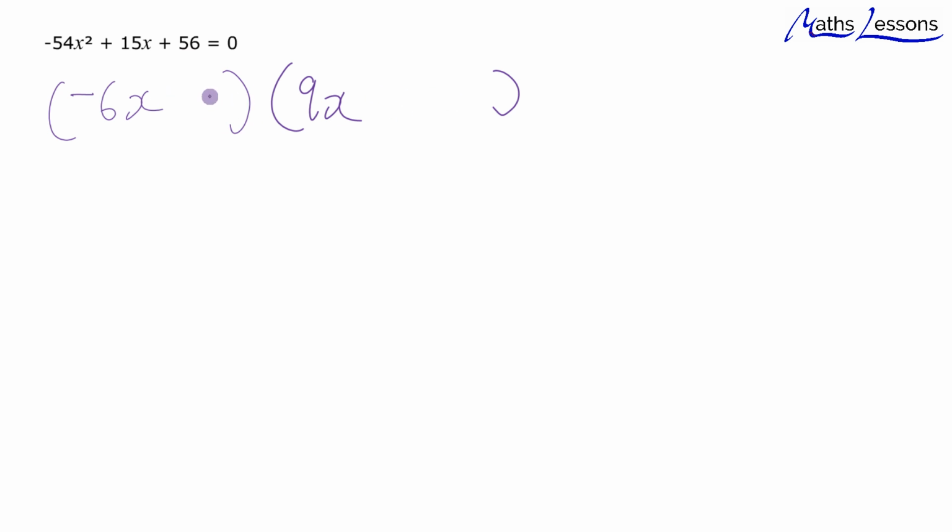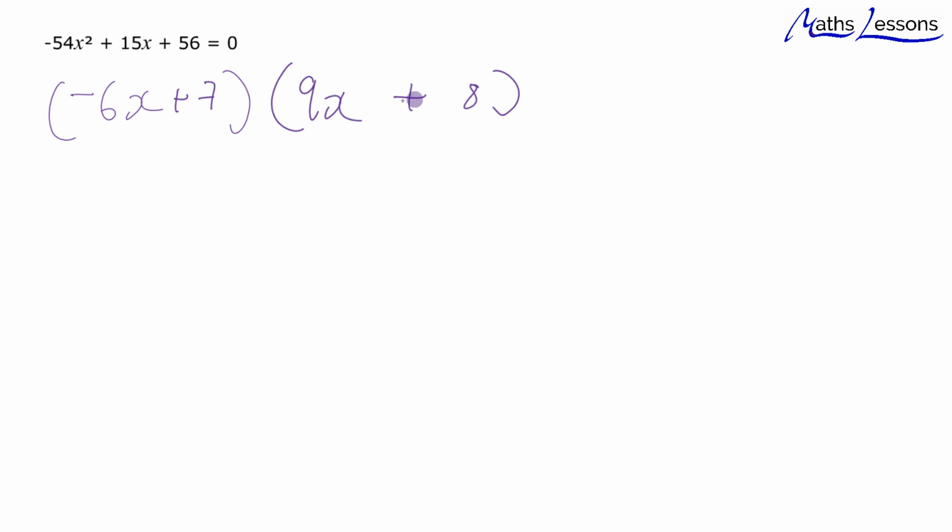Let me just think. Let's try putting the 7 over here and the plus 8 over here and see what we get. You get 8 times 9, that's going to be 72, and minus 6 times 7 is going to be 42, so that's not going to work. Let's try the other way around. You see, if something doesn't work, try it the other way around.